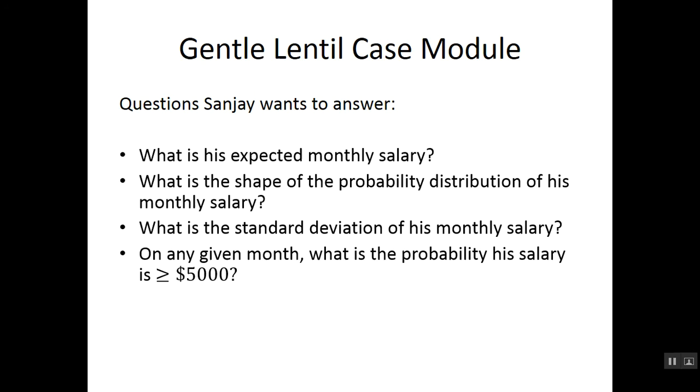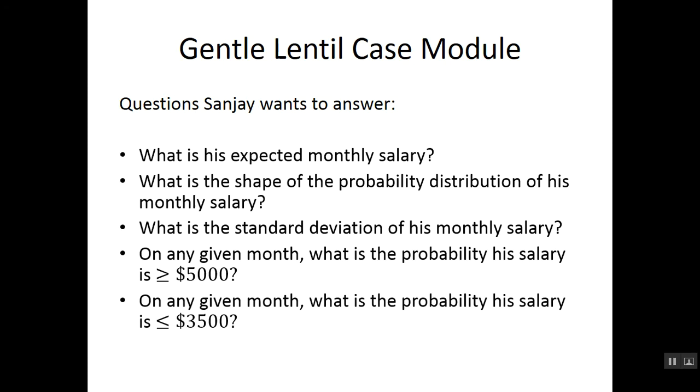Now, Sanjay was particularly concerned that his salary be above $5,000 per month. So I would also like to take a look at the probability that his salary will exceed that $5,000 marker. And finally, he was considering a partnership with his aunt. His aunt would fill in his salary in months where his restaurant was not particularly profitable. In particular, if his profit was under $3,500 a month, she was going to kick in money to fill out his salary. So the last thing I want to take a look at is, what is the probability that his salary is going to be less than $3,500 a month? In other words, what's the probability he's going to need his aunt's help?